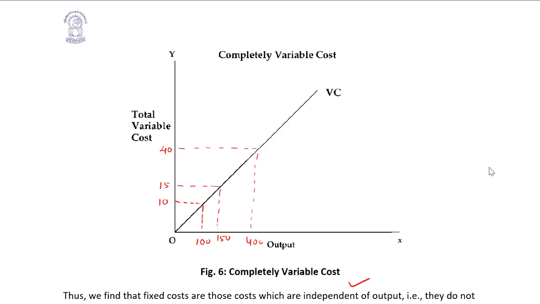So you can say that variable cost is directly proportional to output. Variable cost is directly related to, or directly proportional to, output. That means when there is a positive change in the output, when the output increases, the variable cost will also increase, and when the output falls, the variable cost will also fall.